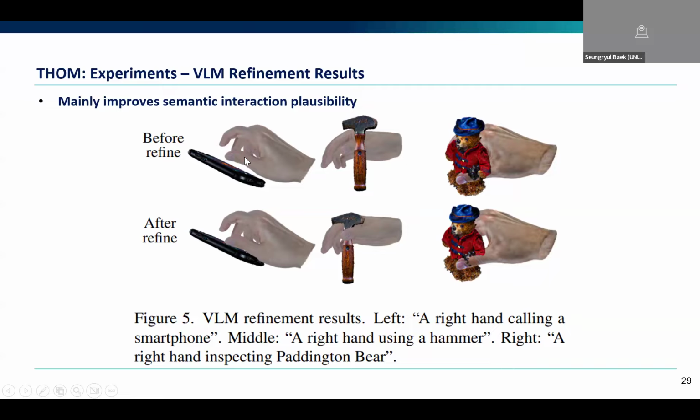In the case of the smartphone, the initial HOI generation from text to HOI doesn't have valid contact, but after VLM refinement, it has visible contact. In the case of the hammer, the initial HOI doesn't grab the hammer properly, but after VLM refinement, it does. In the case of the bear, the initial result has severe penetration of the thumb region, but after refinement, it has less penetration.